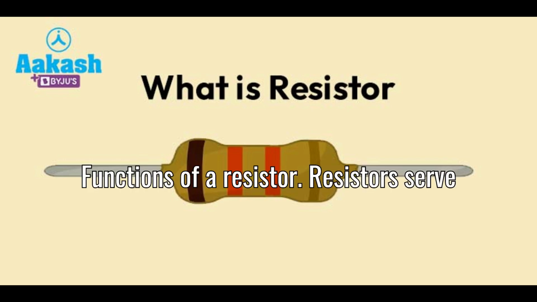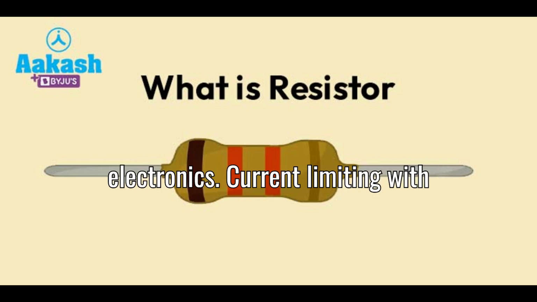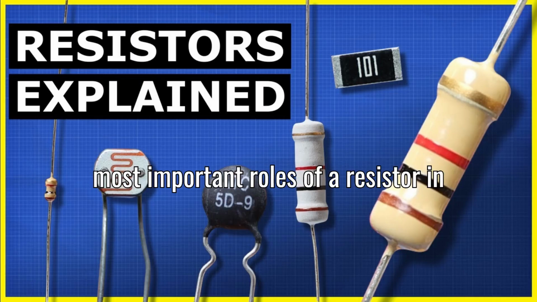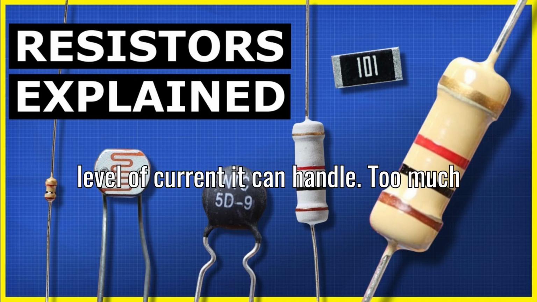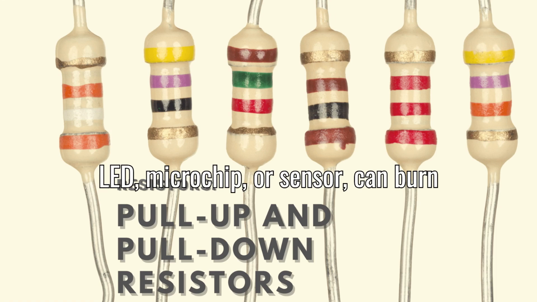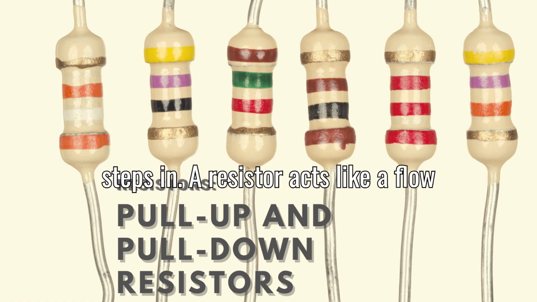Functions of a resistor. Resistors serve several crucial functions in modern electronics. Current limiting with resistors. Current limiting is one of the most important roles of a resistor. In electronics, every component has a safe level of current it can handle. Too much current flowing through a device, like an LED, microchip, or sensor, can burn out instantly. That's where a resistor steps in.